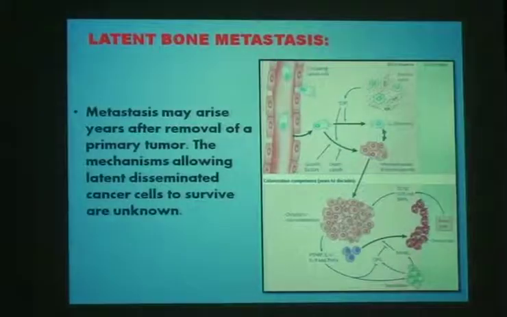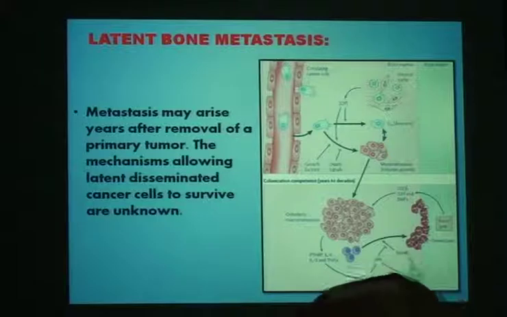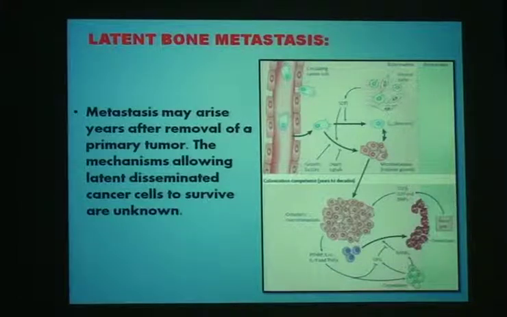And there is a term known as latent bone metastasis, which is encountered with breast cancer. The patient can have breast cancer, and in the initial setting she has no metastasis. She performs whatever surgery, takes her therapeutic regimens, and then say after up to 10 years she can come back with metastasis, although the primary is not there. Metastasis may arise years after removal of the primary tumor, and the mechanisms allowing latent disseminated cancer cells to survive are still unknown. There are postulations and some theories trying to configure it.